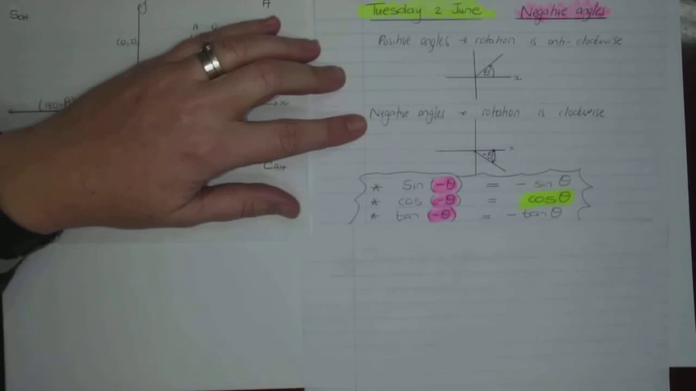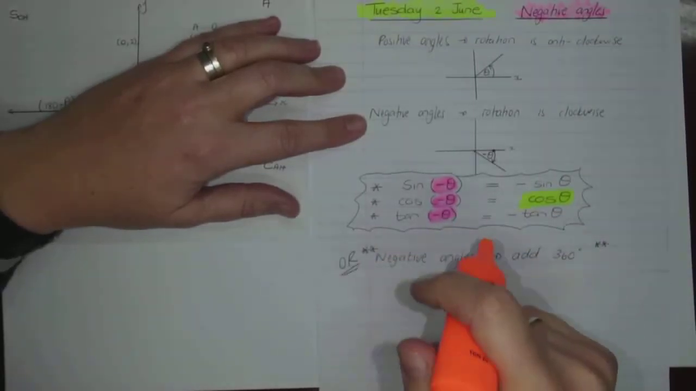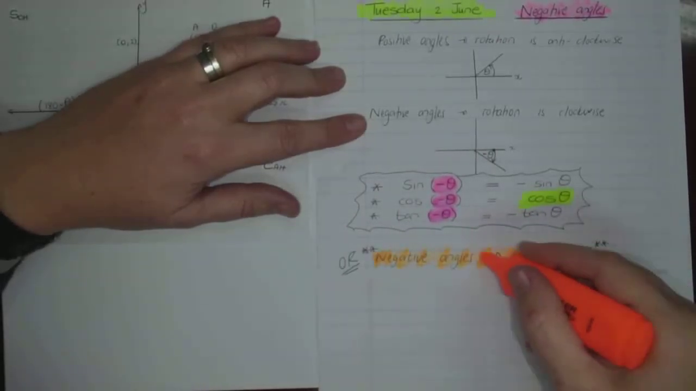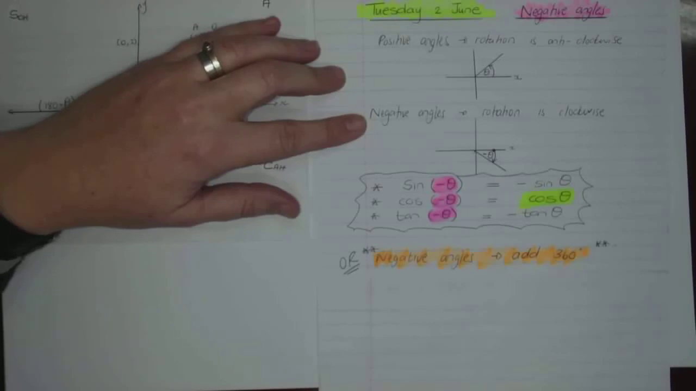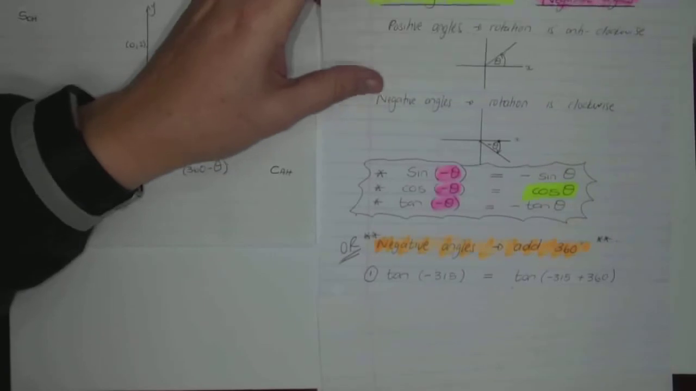Okay. The second way you can do it is you simply add 360 degrees. So if I have a negative angle, I'm simply going to add 360 degrees to whatever I am busy with. Right, so let's have a look. What am I talking about?